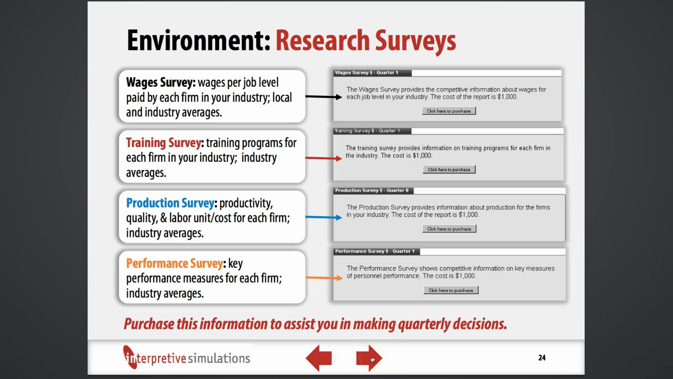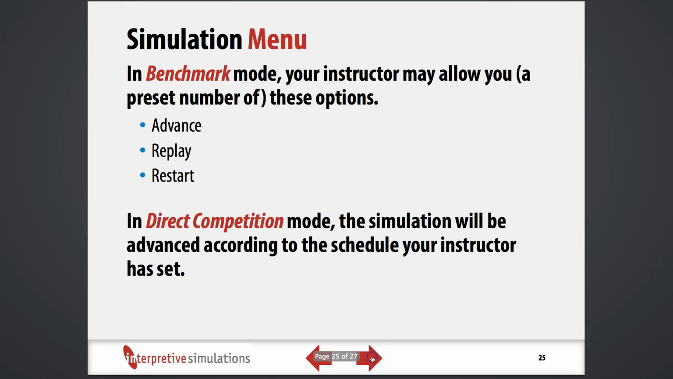As I said, the research surveys we don't have to worry about. In our benchmark mode, at the very bottom of the menu where it says simulation, you have the option to advance, replay, or restart. When you're in practice mode, you can replay or restart all the time. When you are in the simulation, unless I give you permission, you don't get to replay it or restart it. I can only give you that option if we reset it. Once you're in benchmark mode and when you're ready to go, you can hit advance and you move forward to the next quarter, and then you can make decisions for the next quarter.